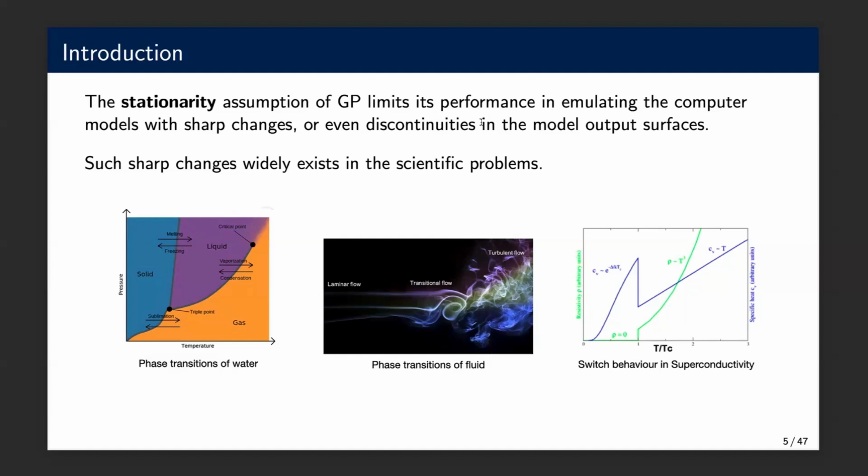For example, the left figure shows a phase transition of water from ice to water, the middle one shows the transition of fluid from the stationary laminar flow to the turbulent flow, and the right figure shows the switch behavior in superconductivity with temperature. All such phenomena are systematically studied within a subject called bifurcation theory, which is a sub-subject of dynamical systems.